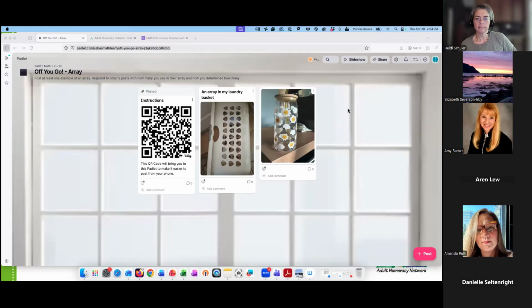So hopefully y'all are not too far away from your computers to hear it. This is the Off You Go routine. We're looking for an array. You have the option to participate using Padlet. There's a QR code on the screen and a link in the chat. And you're looking for an example that's an array. We had the window panes as one example in the slideshow. And now we have a laundry basket and some kind of water holder.